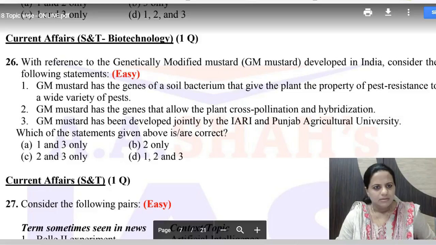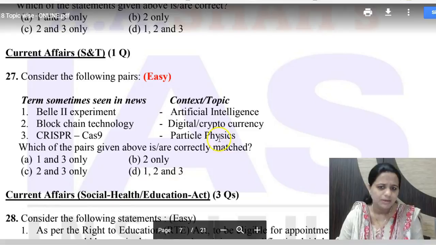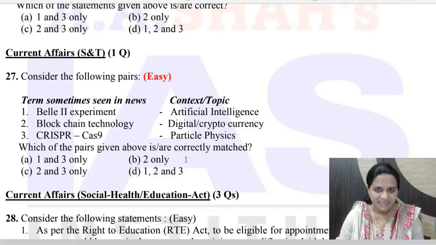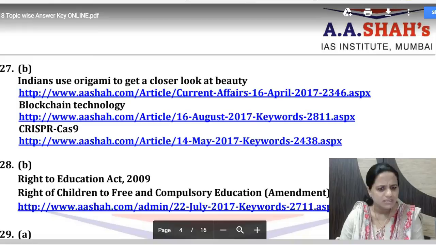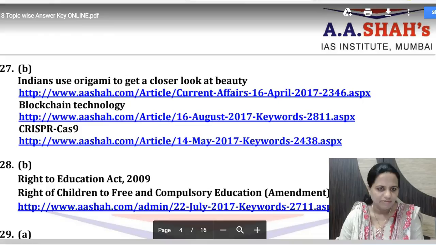Then next is, consider the following pairs, terms seen in news and the context. So Belle II experiment as such. This has been in news. All three, blockchain technologies regarding cryptocurrencies, you should know. CRISPR-Cas9 is regarding biotechnology, the genetic editing. So this is not regarding particle physics. So this is incorrect as such. So these terms have also been in news, directly from news they have been asked. So here the correct answer is only blockchain technology, which has been correctly linked. Belle II experiment was regarding particle physics, actually, not artificial intelligence. All three have been in news, and we have covered them in news as such too.